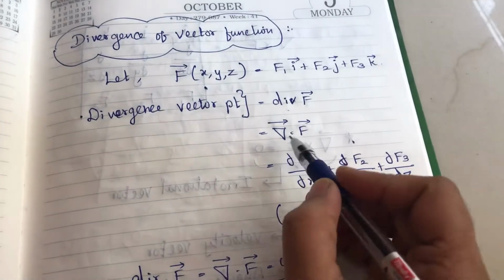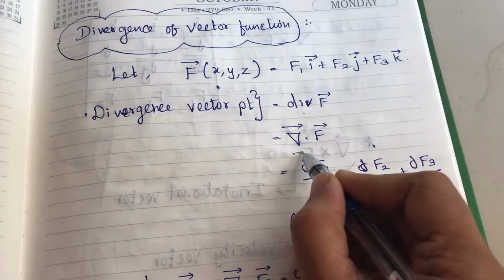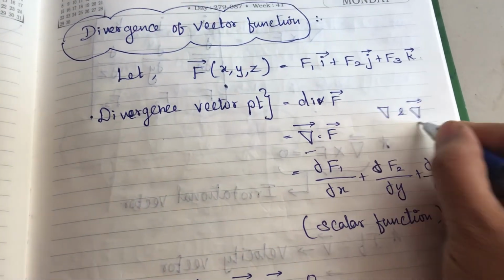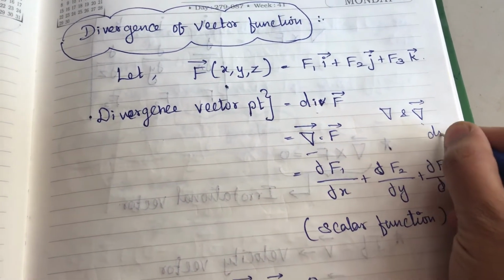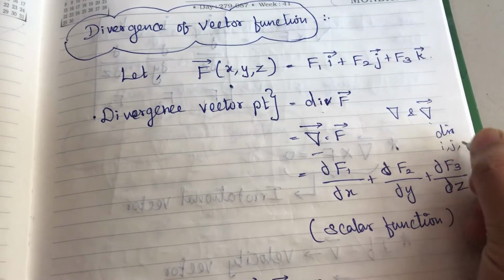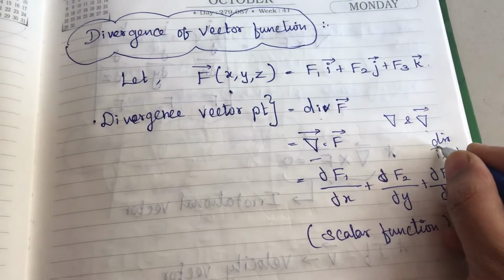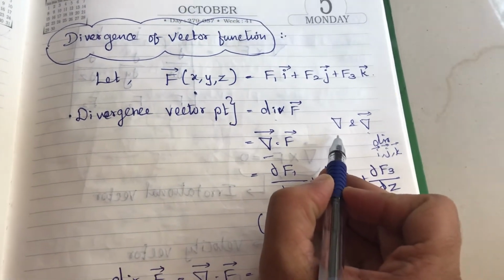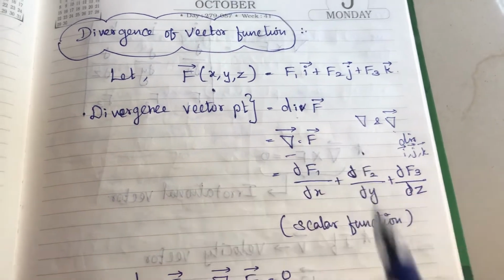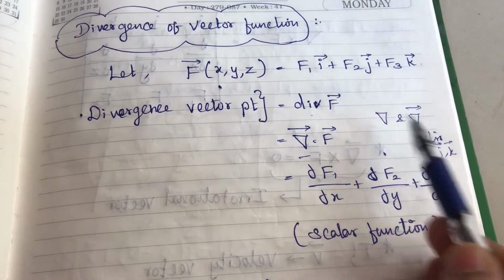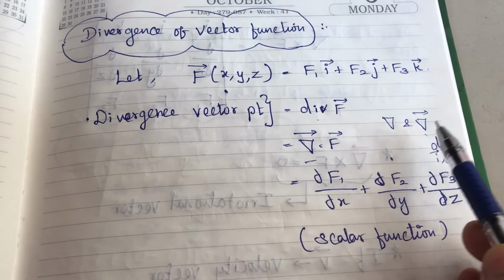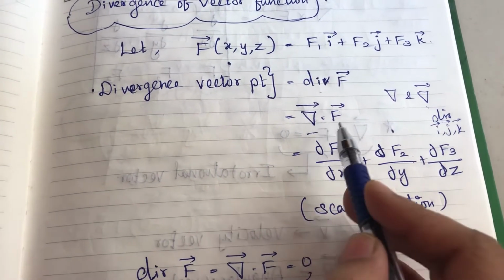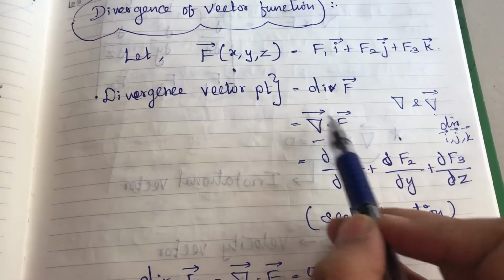Why have I put del vector? What is the difference between del and del vector? Del vector has directions like i, j, k values. These are vectors. But here there are no such values, so this is a scalar. This is a vector because it includes a direction. So del vector dot f vector, these two are vectors.